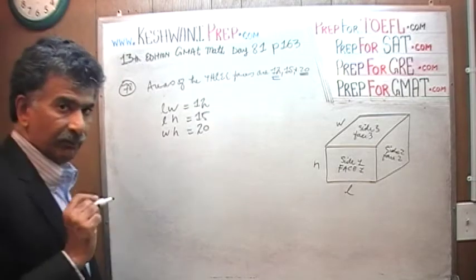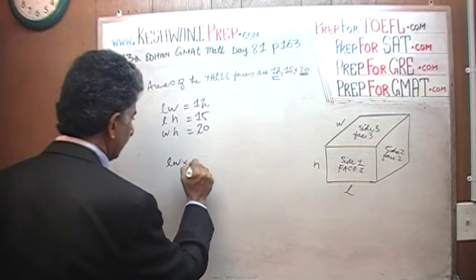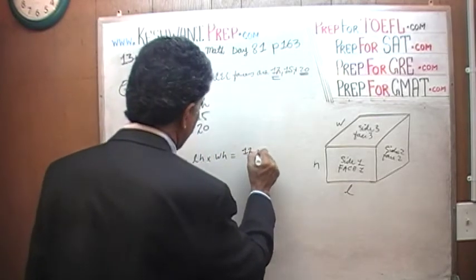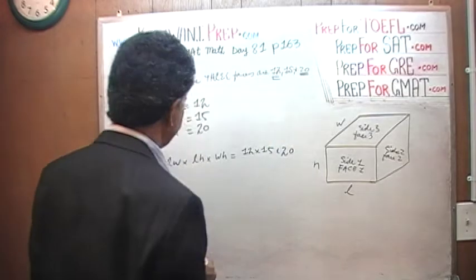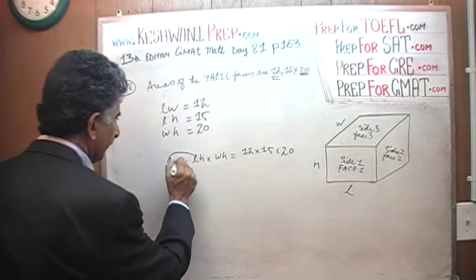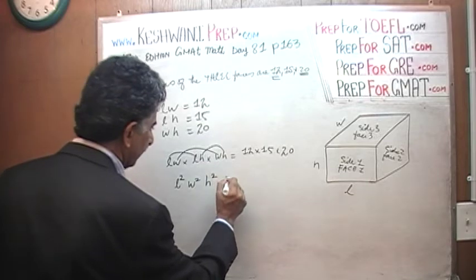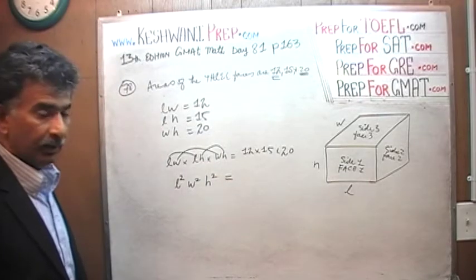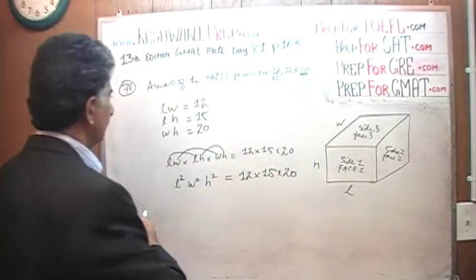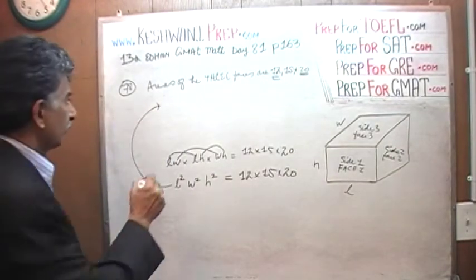Well, in order to find the volume, here's what you have to do mathematically. Length times width times length times height times width times height equals 12 times 15 times 20. And there is a length, there is another length, so the length is squared, the width is squared, and the height is squared. The length squared, width squared, height squared is 12 times 15 times 20. Let's continue this on the top. I'm going to take the square root of both sides.